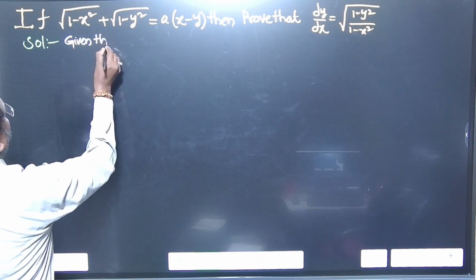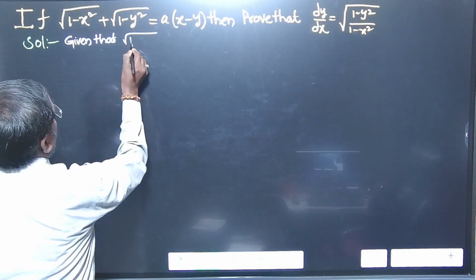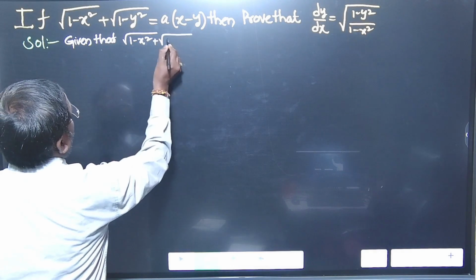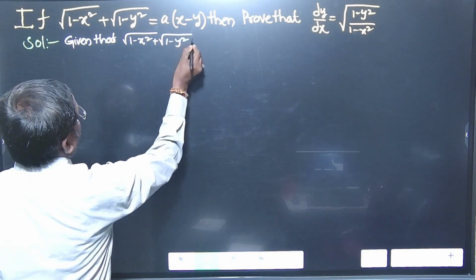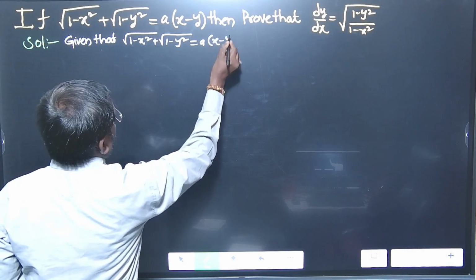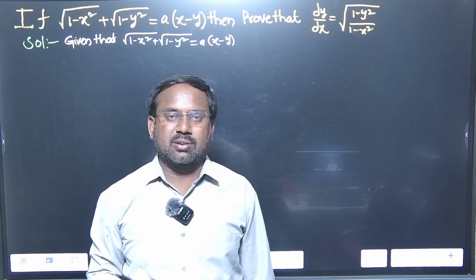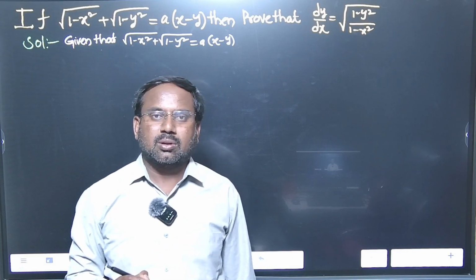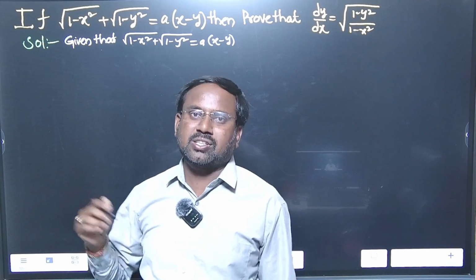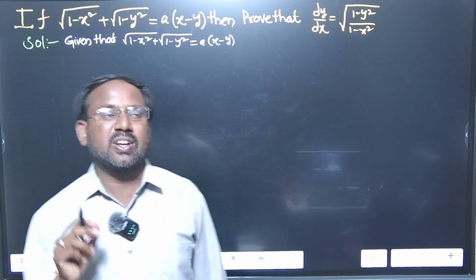Given that root over 1 minus x square plus root over 1 minus y square is equal to a of x minus y. My dear students, differentiation means the rate of change of value. According to the differentiation concept, the ratio of two functions is called differentiation.